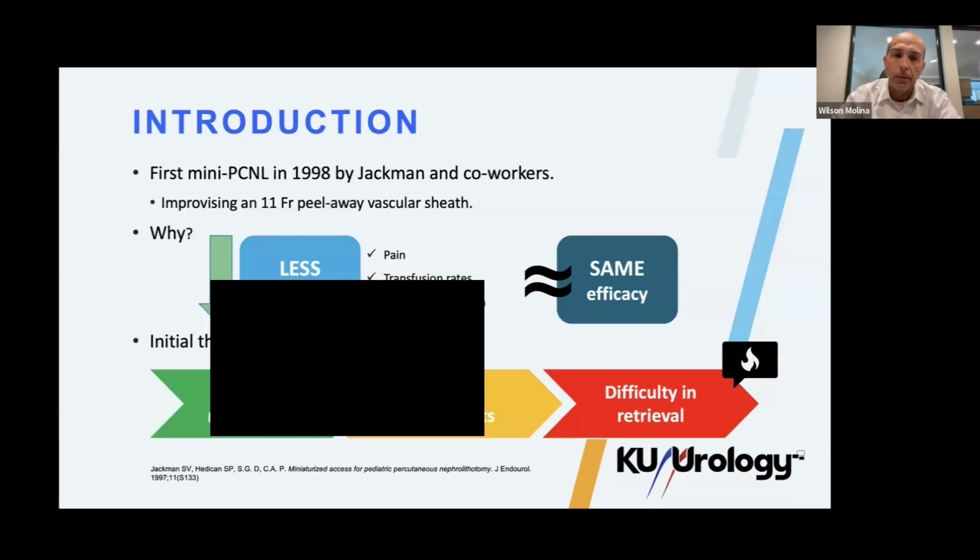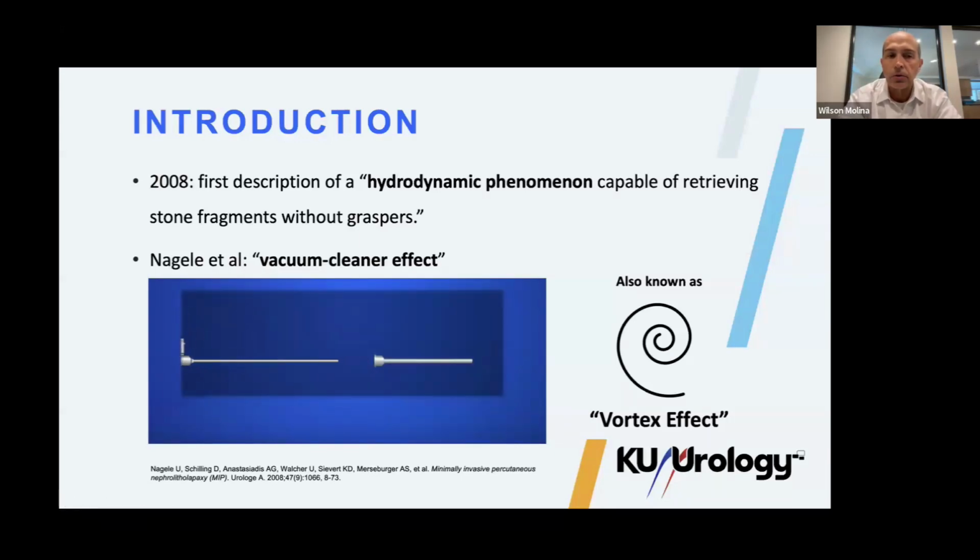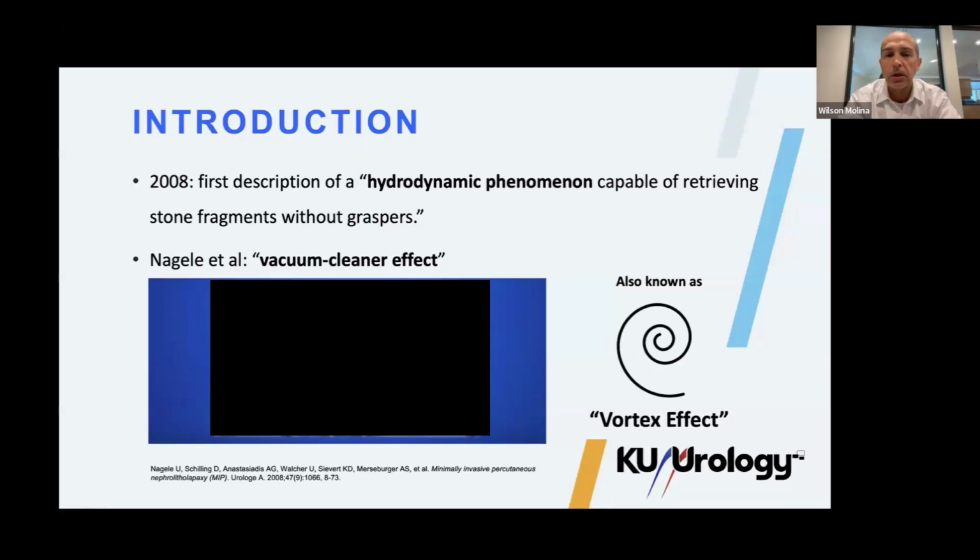One of the effects that really made the mini perk very popular is what we call the vortex effect. It was first introduced by the author Nagel, who called it a vacuum cleaner effect. When I think about a vacuum cleaner, it comes with negative pressure, right? But obviously in mini perk there is no negative pressure inside the system.